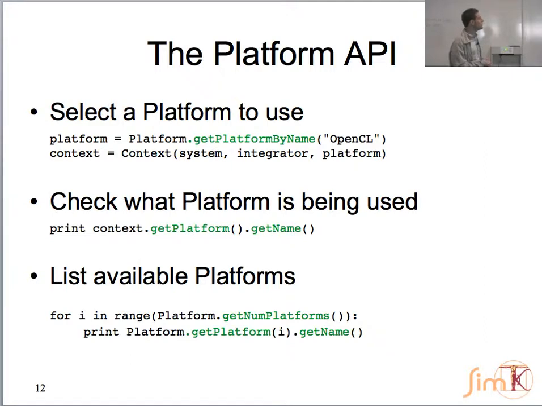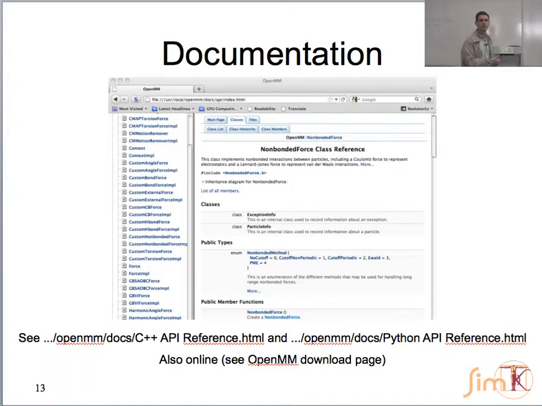One other thing you might want to do is find out what platforms are available. The platform class provides an interface that you can query for that. You can ask it, getNumPlatforms: how many platforms are available? Then you can get the platform by index and query each one for its name. So that's a way you can get a list of all the platforms that are available. Okay.